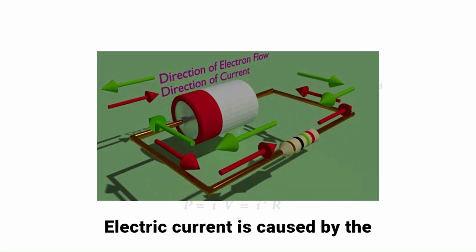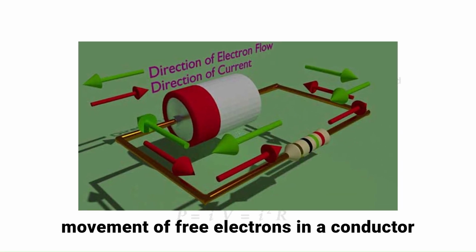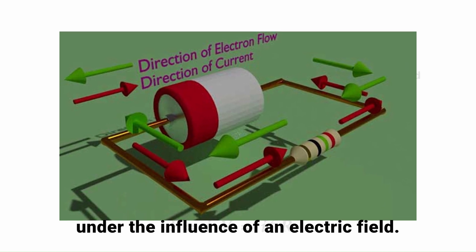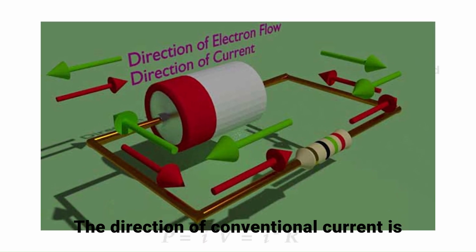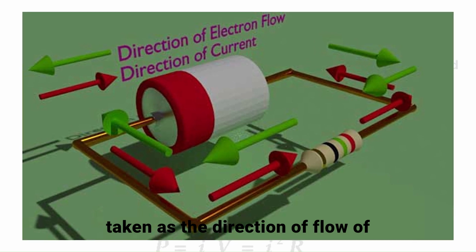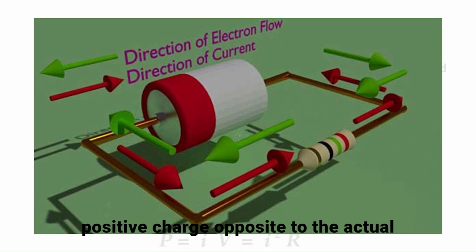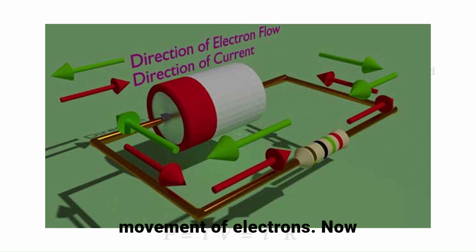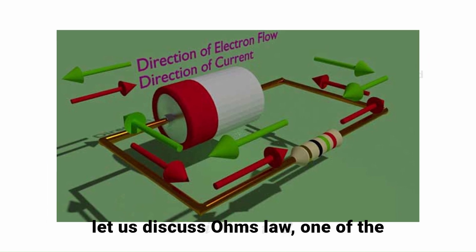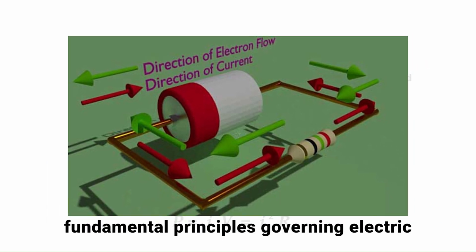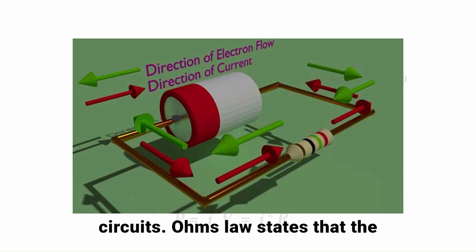Electric current is caused by the movement of free electrons in a conductor under the influence of an electric field. The direction of conventional current is taken as the direction of flow of positive charge, opposite to the actual movement of electrons. Now, let's discuss Ohm's law, one of the fundamental principles governing electric circuits.